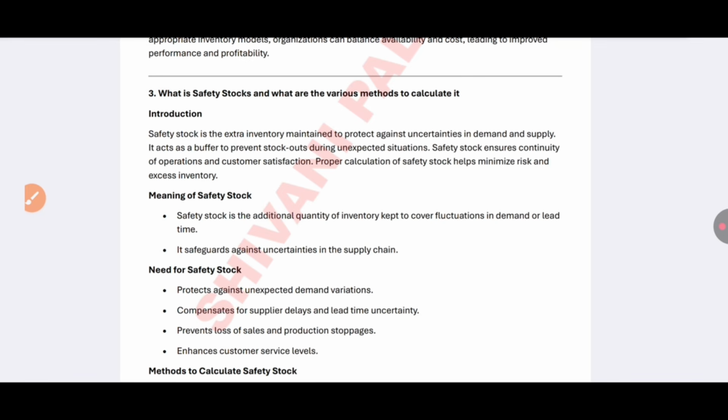Okay, so the extra inventory we maintain to protect from uncertainty is called safety stock. Safety stocks are helpful for continuity in operations and for reaching customer satisfaction. Proper calculation of safety stock will minimize your risk from excessive inventory. Clear? This is the most important one.